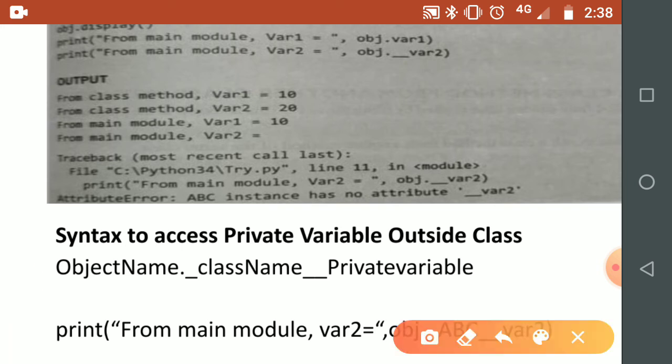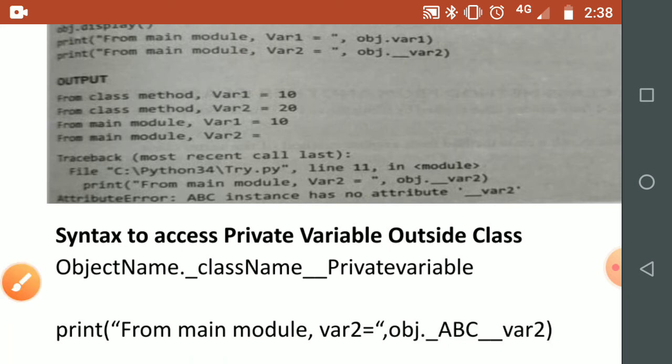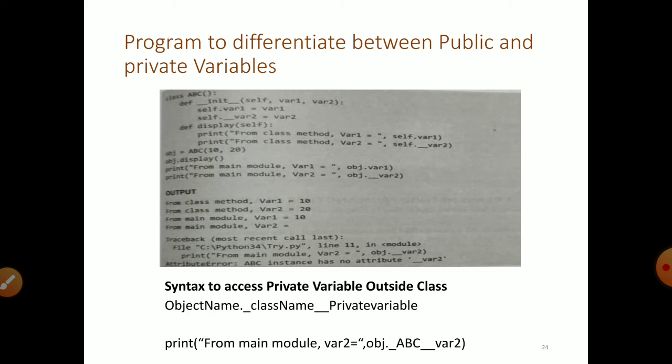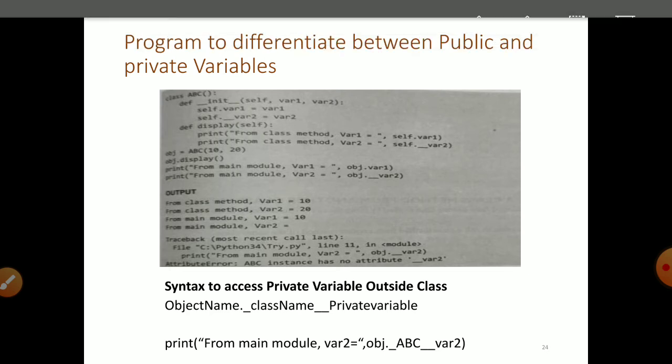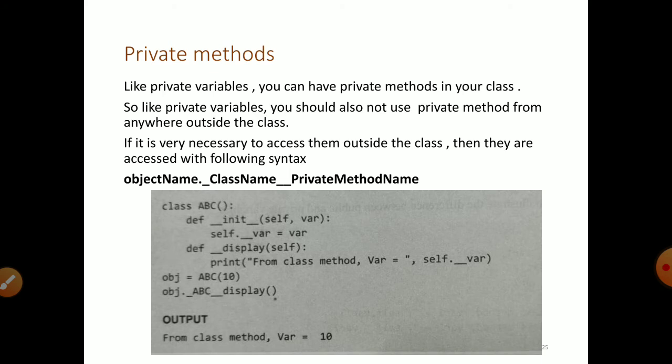You can use this syntax if it is very necessary, if there is no choice but to access a private variable outside the class. But the standard method is that you never use private variables outside the class. It is a good programming habit. So this is the use of public and private variables.